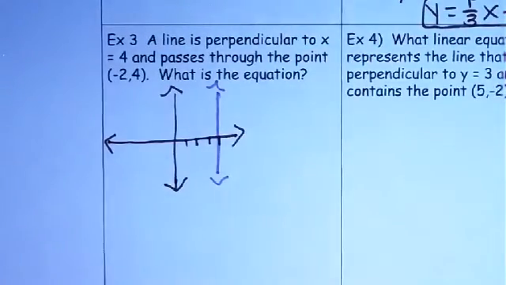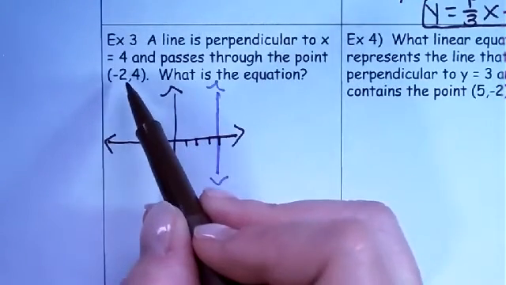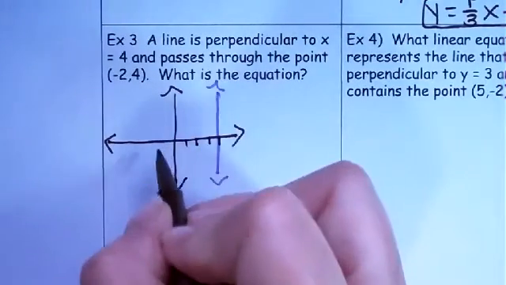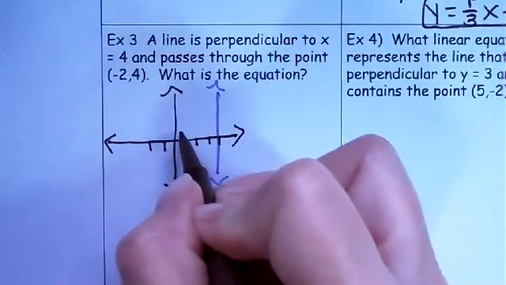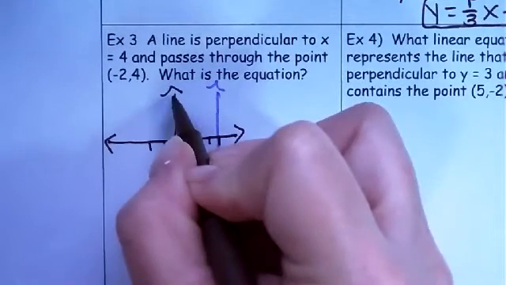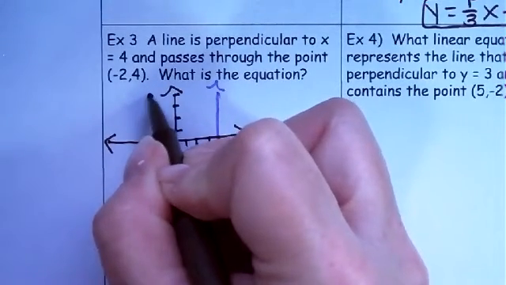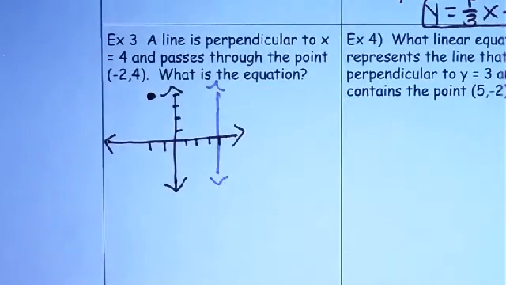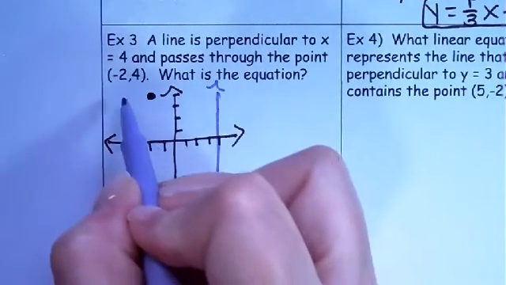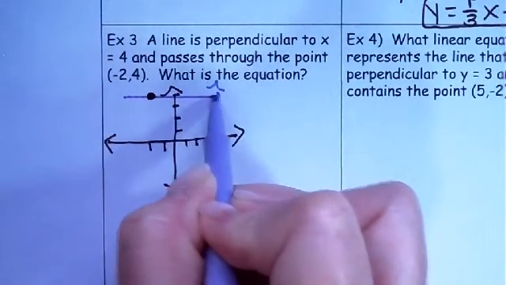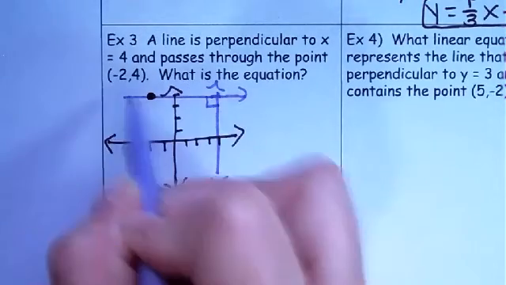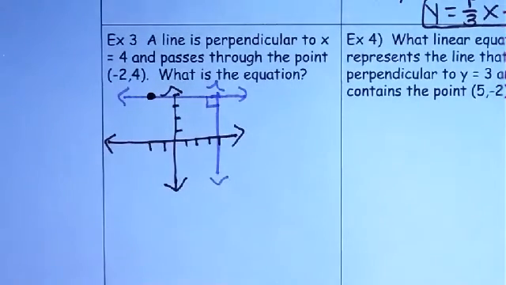Now, I need to find a line that is perpendicular to that that's going to go through the point -2, 4. If I find the point -2, 4, that's going to be right up here, isn't it? Now, I want it perpendicular, so it's got to make a right angle. If I draw it in so that it makes a right angle, I see my right angle right there. I don't have a vertical line anymore. I have a horizontal line.